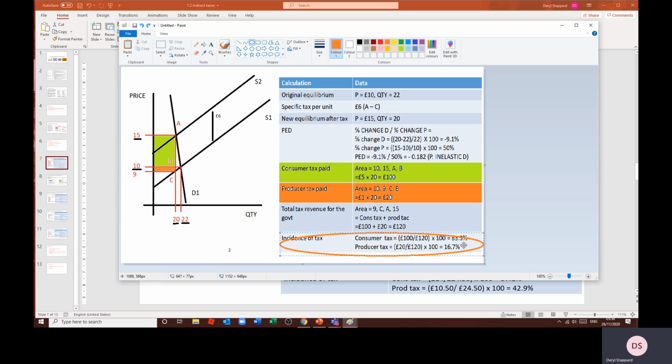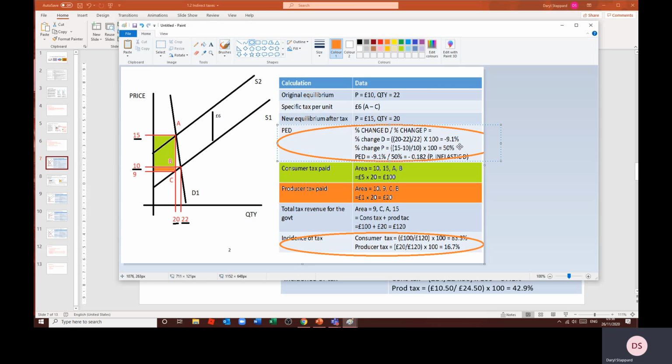Now you've got to be thinking, well, why is this the case? Well, the case is this time that the consumer has got a price inelastic demand curve. Now look, I've got here the calculation of the price elasticity of demand. So remember the formula, percent change in demand divided by percentage change in price. Now what I know is the demand falls from 22 to 20, so there's a 9.1% fall in demand. The price increases from £10 to £15, which is a 50% increase in price.